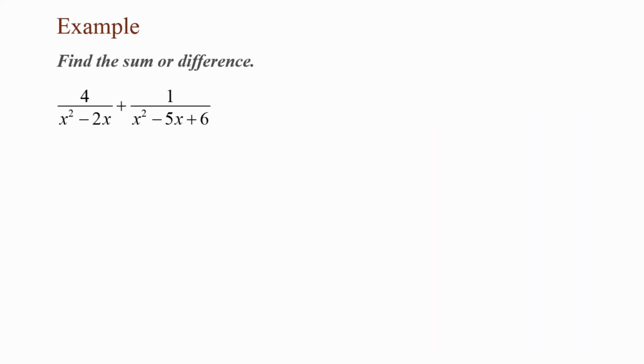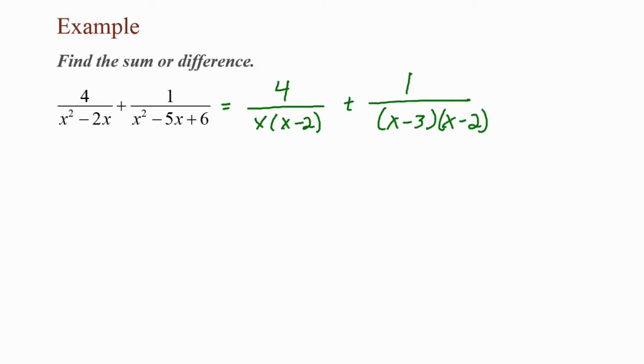In this example, find the sum or difference of 4 over x squared minus 2x plus 1 over x squared minus 5x plus 6. First thing we want to do is factor the denominators. So I have 4 over x times x minus 2 plus 1 over x minus 3 times x minus 2. Then I need to find my least common multiple. The quickest way to do this, write down the first denominator. Then look at the second denominator.